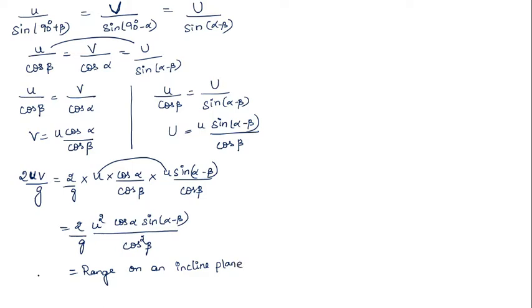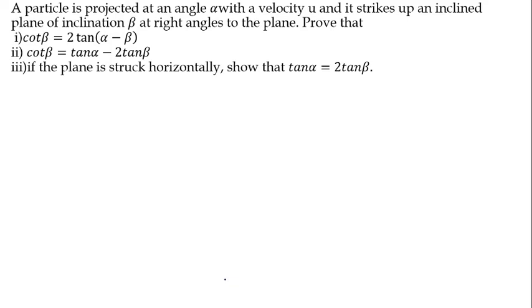So we proved that 2UV divided by g is range on an inclined plane. Hence the proof. Next we move to the next problem. A particle is projected at an angle alpha with a velocity u and it strikes up an inclined plane of inclination beta at right angles to the plane. Prove that cot beta is equal to 2 into tan of alpha minus beta, and cot beta is equal to tan alpha minus 2 tan beta. And third condition is if the plane is struck horizontally, show that tan alpha is equal to 2 tan beta.